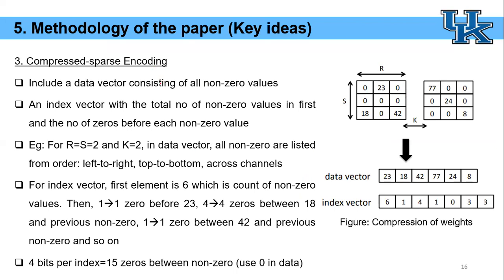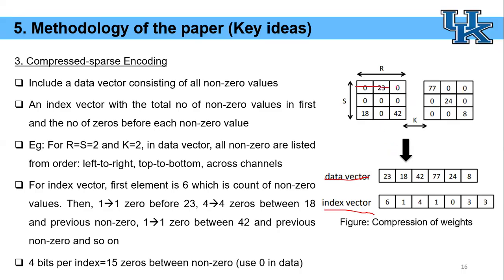And then obviously this encoding. How the encoding works is that we will use two different data structures, right? We have a data vector and an index vector. Let's say we have a weight matrix here, right? The number of channels is two, and we have 3 by 3 weight matrices. We have a number of zeros here, right? So how do we do that? We just list all of those non-zero values.